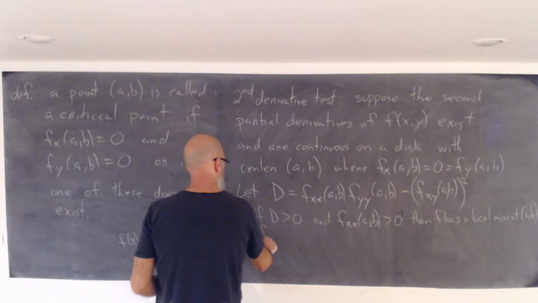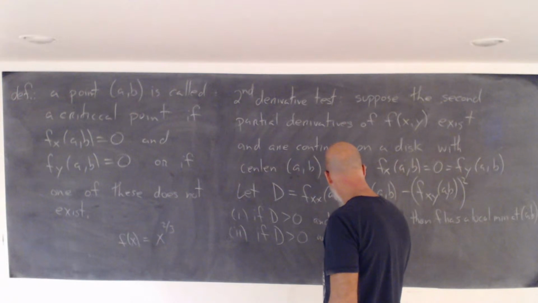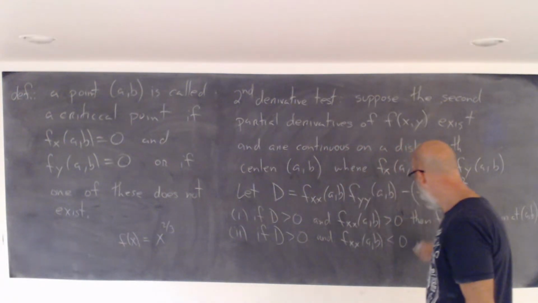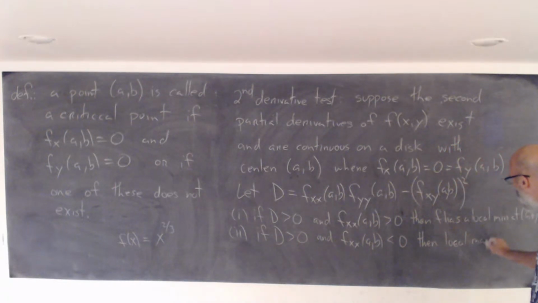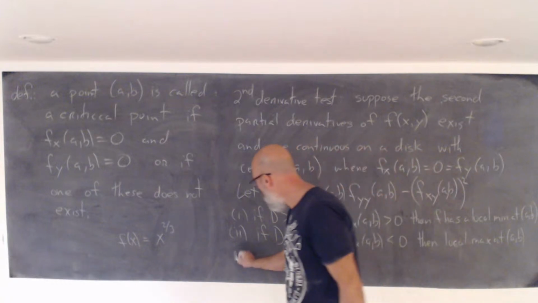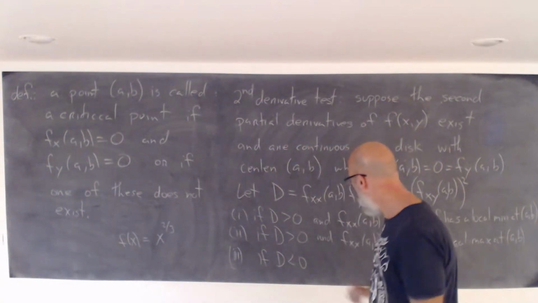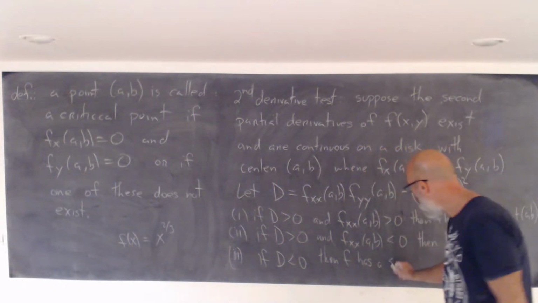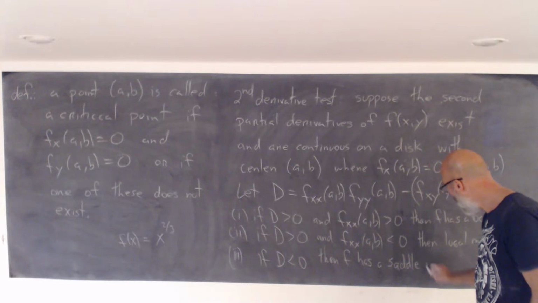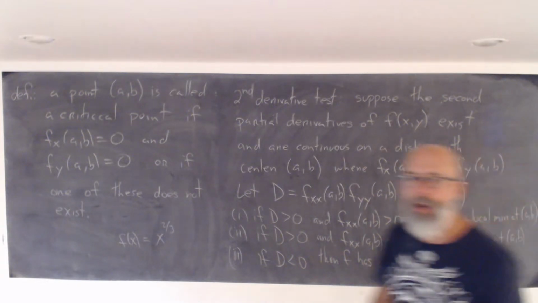Two, if D is positive and f_xx is negative, then local max at the point (a, b). And 3, if D is negative, then f has a saddle point at (a, b).